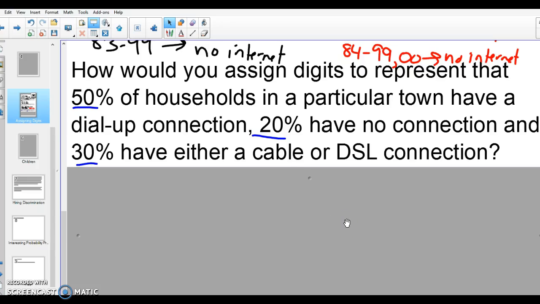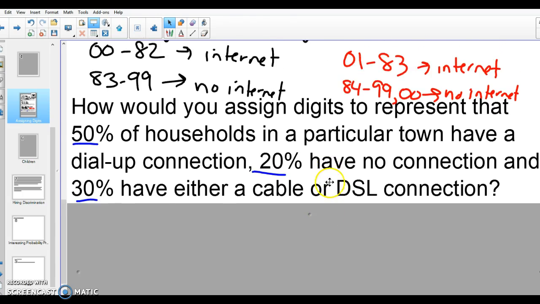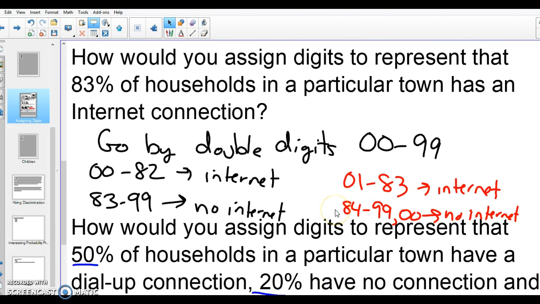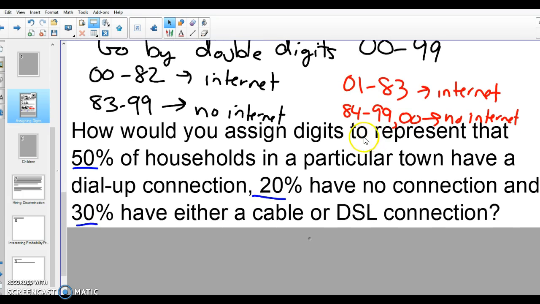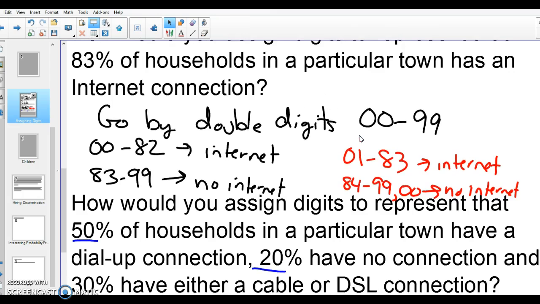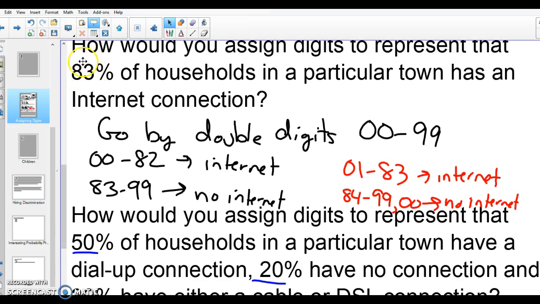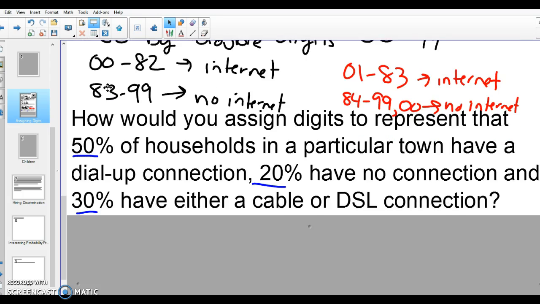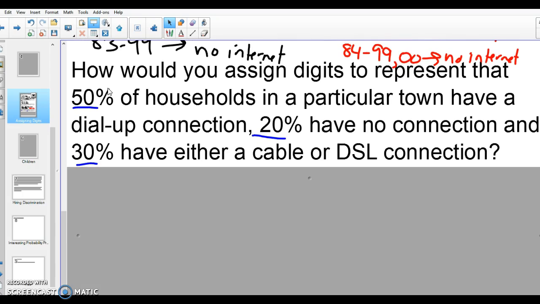All right, ladies, for part 2 of the 7.1 videos, we left off with talking about how we would have to make sure on the previous example that 83% of our households was represented by 83 of our numbers, so either 0 to 82 or 1 to 83, while the remaining numbers represent no internet. So that's really the toughest type when it's not a nice even round multiple of something like 5 or 10 to work with when you have to use double digits and so on.